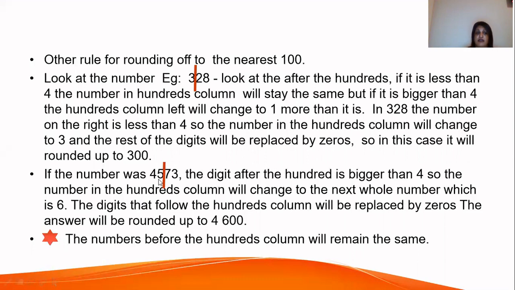Now, let's look at a bigger number, 4,573. Again, in my hundreds column, I've got 5. After that, I've got 73. Now, 73 is greater than 49, so I'm going to round up. So my 5 in the hundreds column is going to change to 6. So it's going to become 600. So now it's going to round off 4,573 to the nearest 100, which is 4,600. So remember, the number in the hundreds column will remain the same if it's below 49. But if it's above 49, it's going to change to a higher digit.